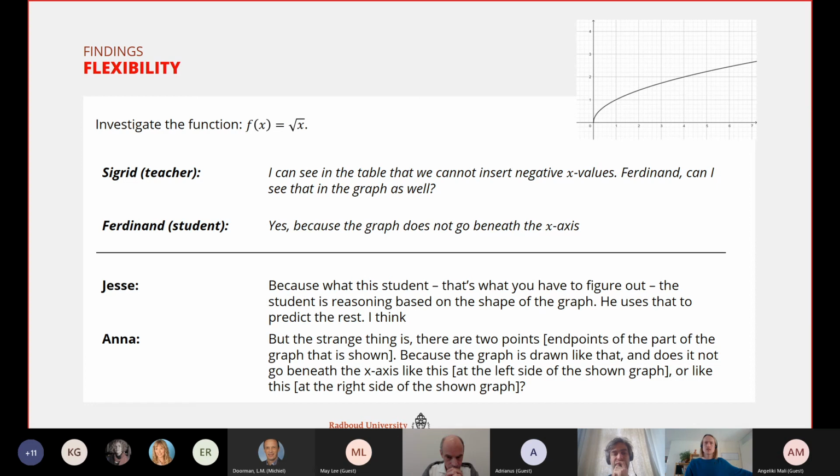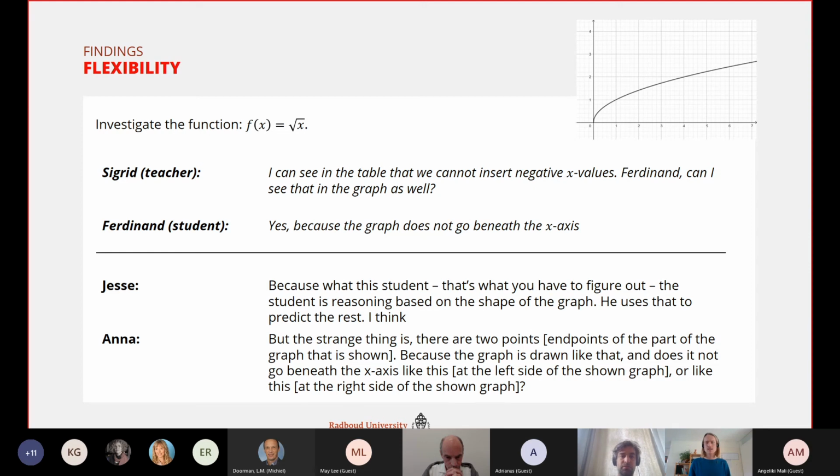So Jesse says, what you have to figure out, the student is reasoning based on the shape of the graph. He uses that to predict the rest, I think. And then Anna says, the strange thing is there are 2 points. So this also refers to what Rogier said, or similar. You have an endpoint on the left, but you also have an endpoint on the right, because this is just part of the graph, and we don't know whether they mean left on the left or on the right.